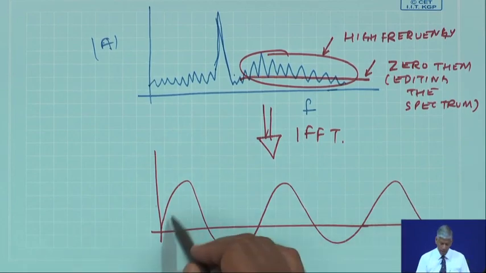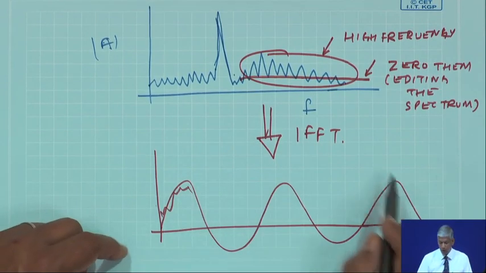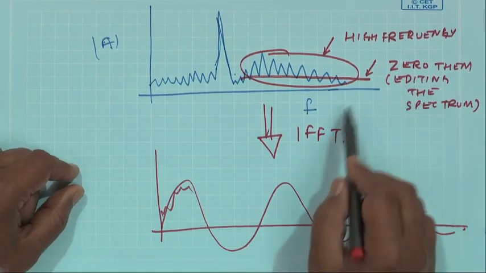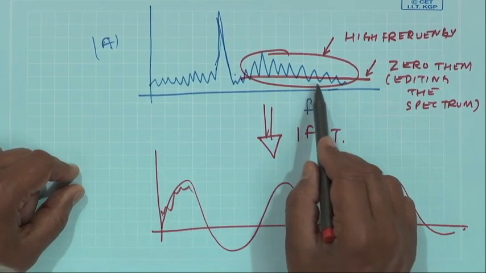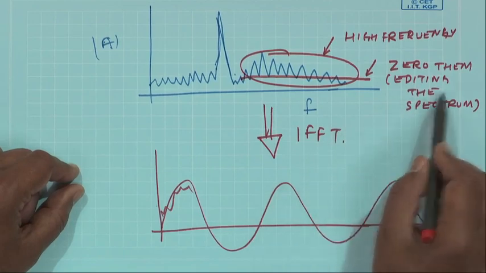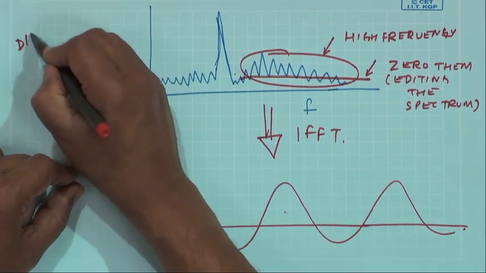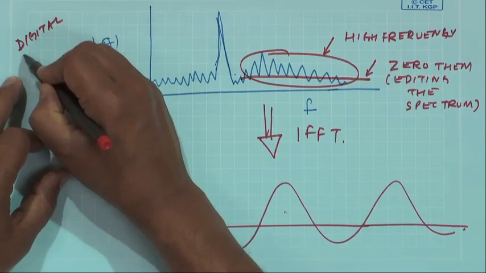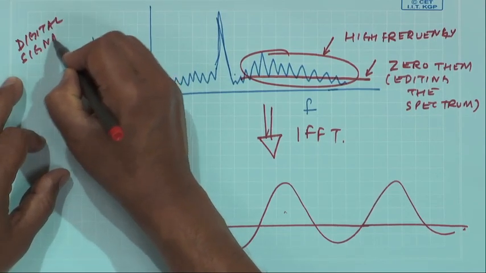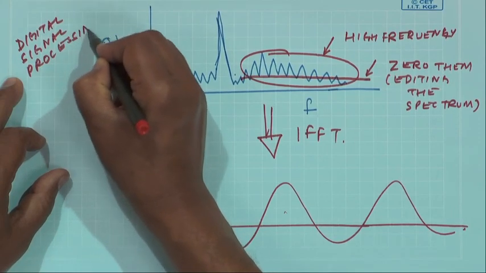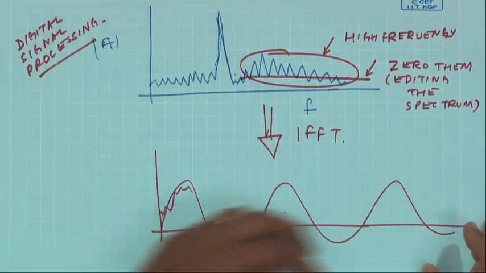It cannot be that neat, but there could be some variations. So, a noise has been removed from a signal, the high frequency noise, by editing the spectrum and doing an inverse Fourier transform. So, this is in digital signal processing. You can filter the noise out of a signal.